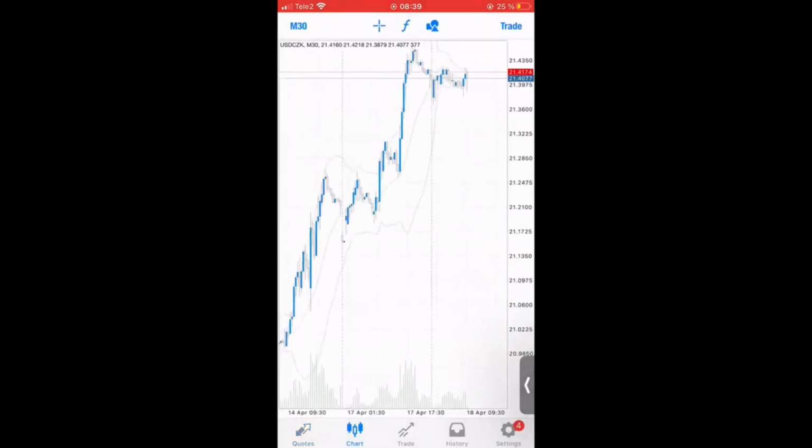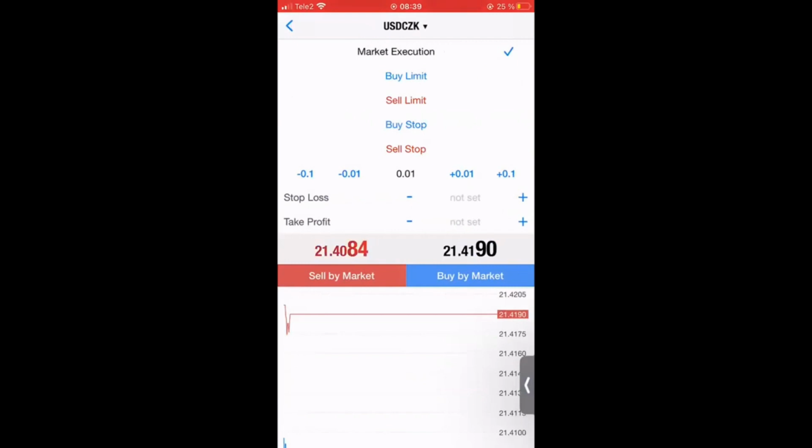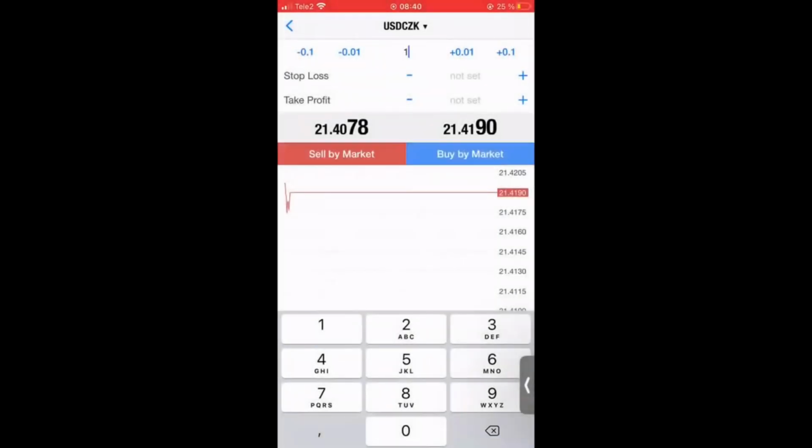Me personally, I never analyze the chart on this platform. I always do it from my TradingView. When you're putting a trade, what you're doing is that you're just pressing the trade. And here you can choose if you want to have a market execution, buy limit, sell limit, buy stop, or sell stop. In the middle here, you're choosing what lot size that you want.